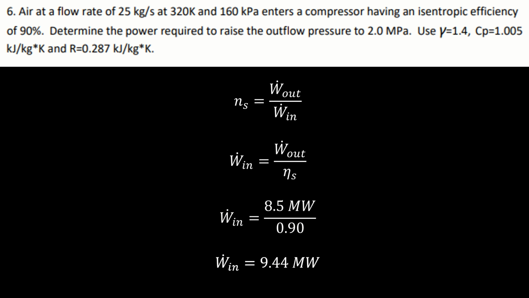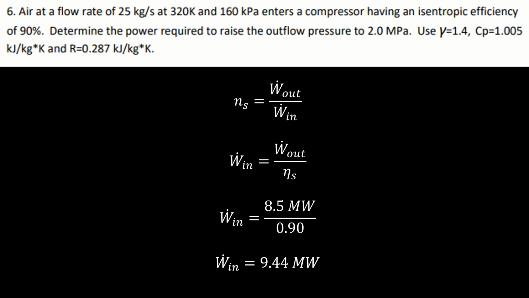Now our isentropic efficiency, or eta S, equals the output work transfer rate divided by the input work transfer rate, or the output power divided by the input power. Rearranging it to solve for the input power, that would be our output divided by our isentropic efficiency. Converting our 8,500 kilowatts to 8.5 megawatts, usually when it comes to these types of systems, there's a lot of power, so we use megawatts.